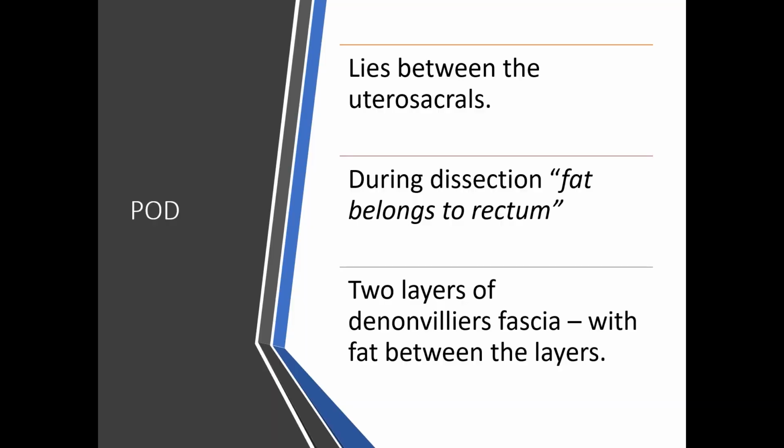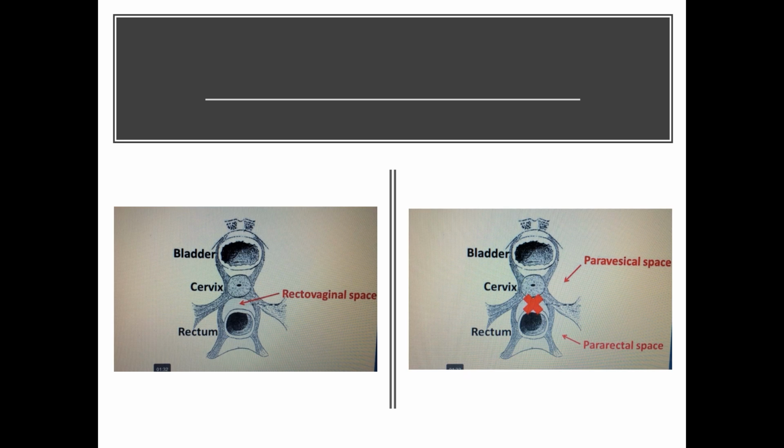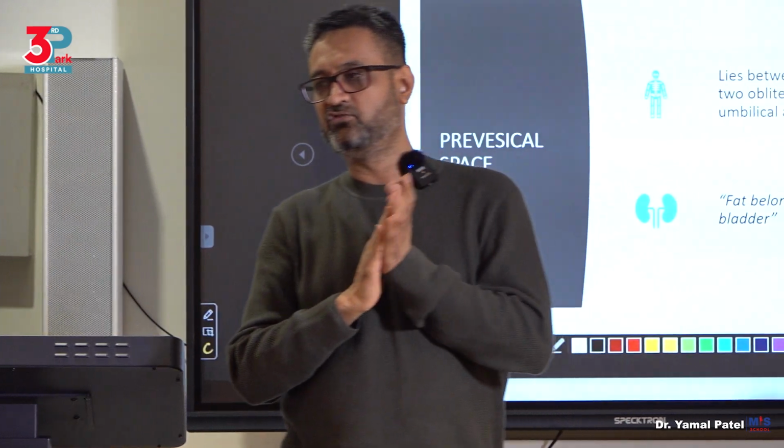Make sense? So this is the two layers of Denonvilliers' fascia, and there's fat in between. So to play safe, push the fat down with the rectum. Clear? So this is the rectovaginal space that we were talking about between the rectum and the vagina. Okay? Prevesical space. So prevesical is in front of the bladder. Not many of us need to go into that space. It's mainly a space that is used by urogynecologists for repairs of prolapses and pulling them up and cystoceles, et cetera. Got it?